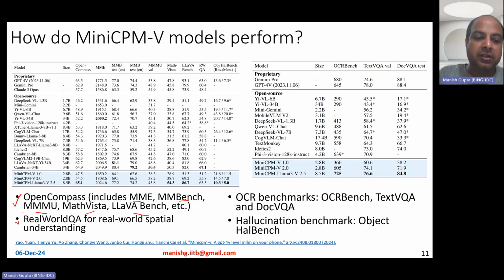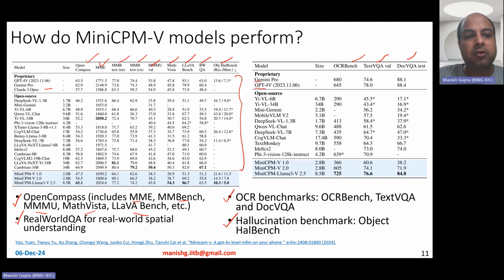They also evaluate performance on real-world QA, which is real-world spatial understanding-based question answering, right? OCR benchmarks, OCR bench, text VQA, doc VQA, and so on. Hallucination benchmarks like object hell bench, right? And so not just that, they compare on several data sets and benchmarks that you see here, but they also compare with many models. Some of them are proprietary like Gemini Pro and GPT-4V and Claude 3 Opus, but they also compare with a large number of open source models also, right?